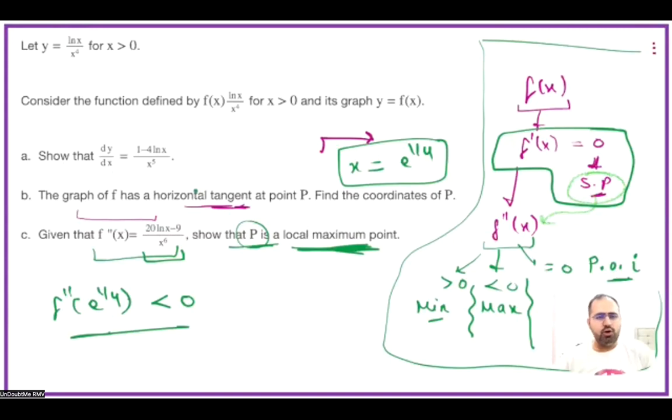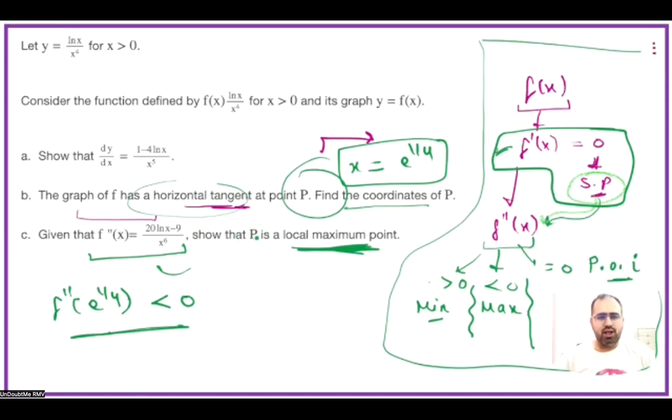Just try to recall what you did in part B. Horizontal tangent, you did dy by dx equal to 0 only to get point P. Remember? Yes, sir. So you had indirectly found the stationary point only. Stationary point is horizontal tangent. Then we do f double dash x, and in f double dash x, we put that stationary point to check whether the sign of f double dash x is positive, negative, or 0. They have already given us the double derivative, so we don't have to find it. We have to just put that point P in it and check the sign.